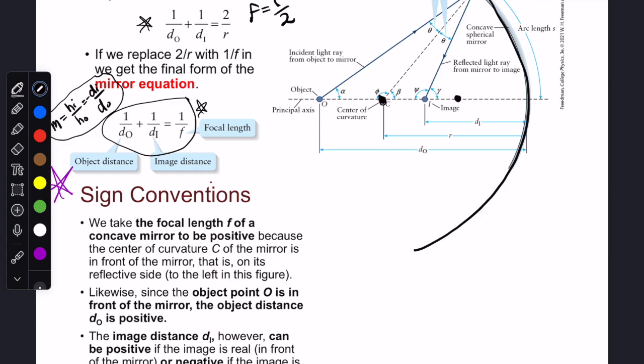The object is always placed in front of the mirror, so its distance will be positive. The image distance, we saw that the image can be real or virtual for concave mirrors. So if it's virtual, then the distance is negative. If it's real, if it's on the real side, then the image distance is positive.